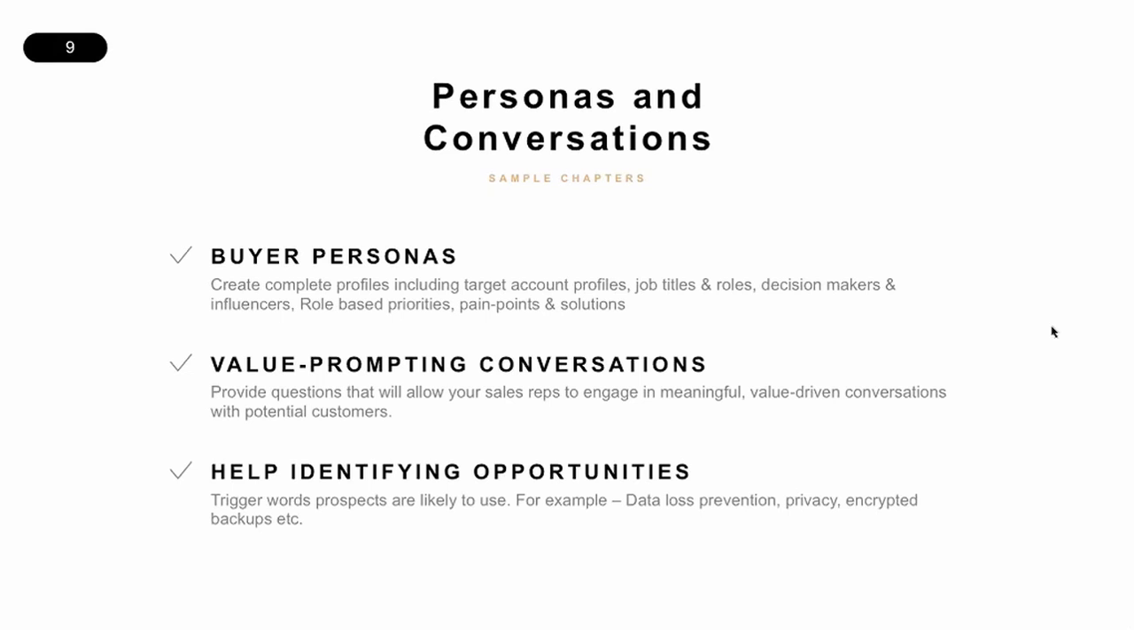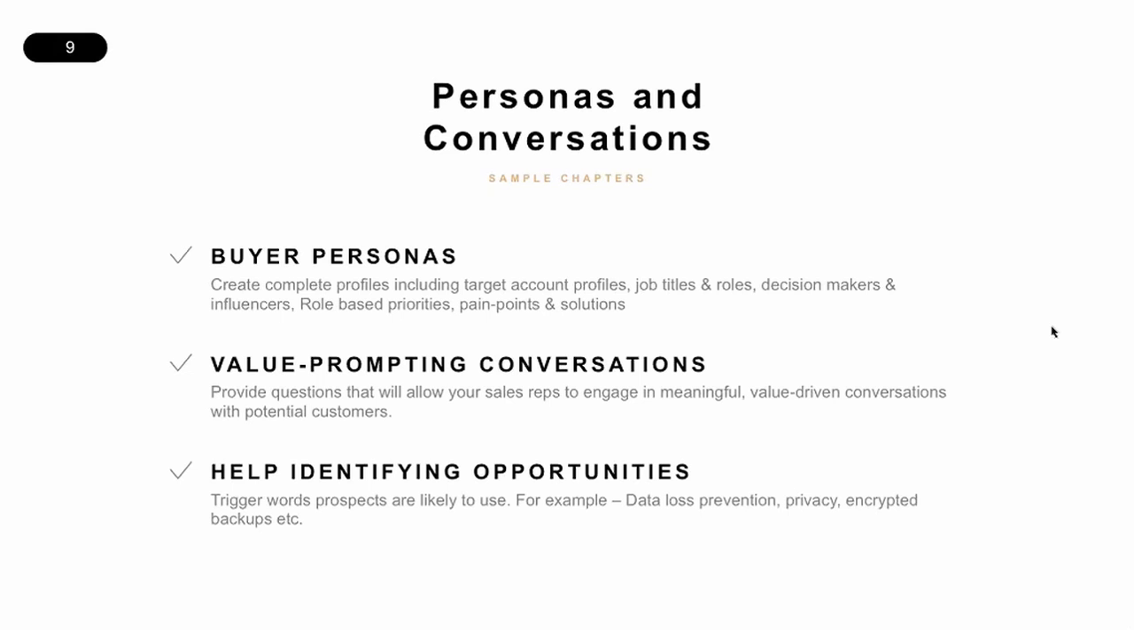So the last one is obviously trying to help sales folks spot opportunities. Now, some of the large companies, and especially here in the Bay Area, have done a very good job of identifying trigger words that prospects like to use. Now, these trigger words could be industry-specific trigger words. They might be very different from what your company is really used to saying.